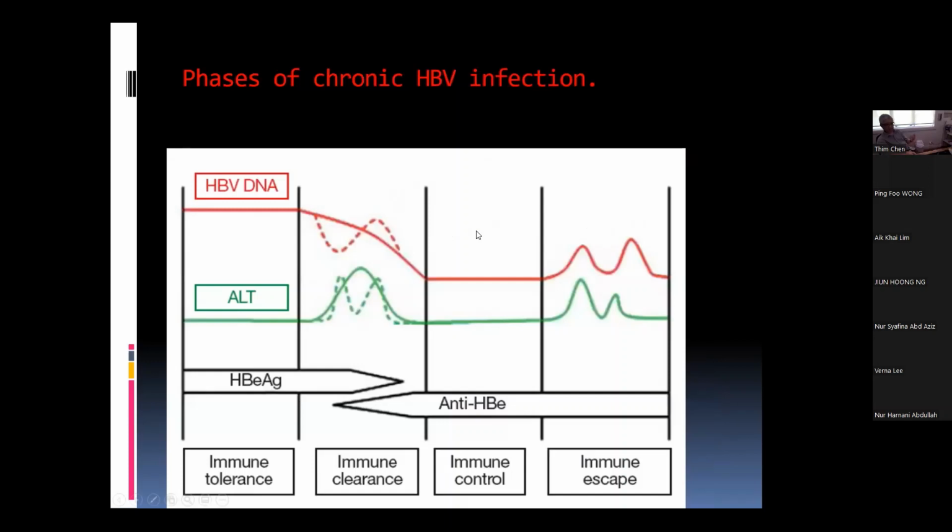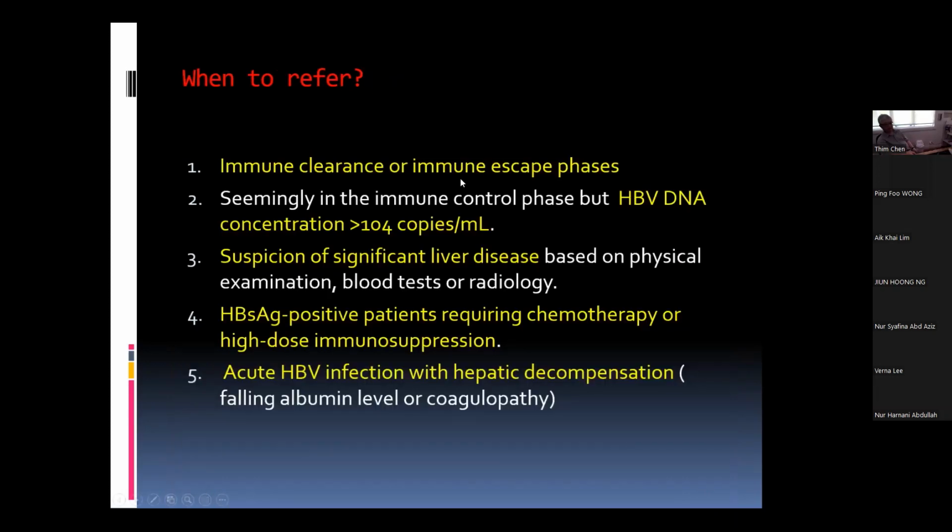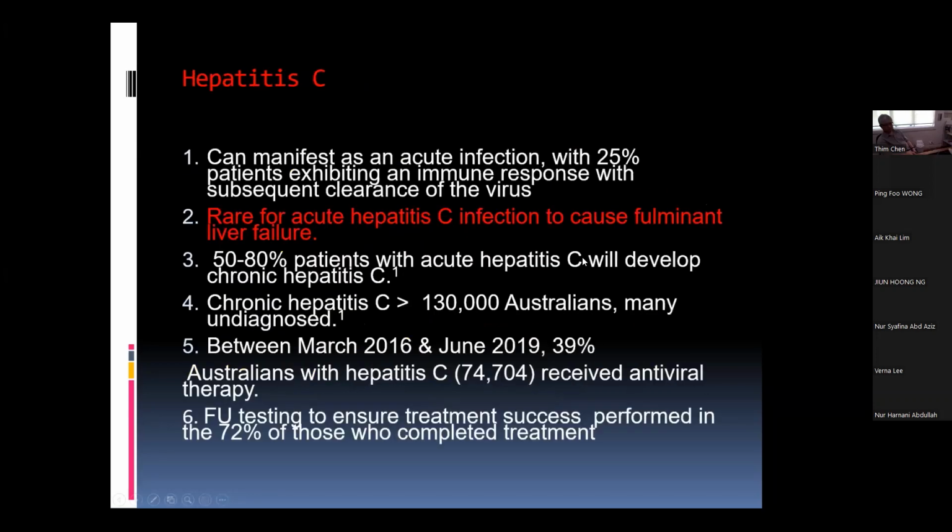This is basically the same thing we're talking about. Clearance and escape are bad phases which you need to refer. So when to refer: immune clearance or escape, phase 2 and phase 4. If your HBV DNA is more than 10^4 copies, suspicion of liver disease, and those with decompensation.